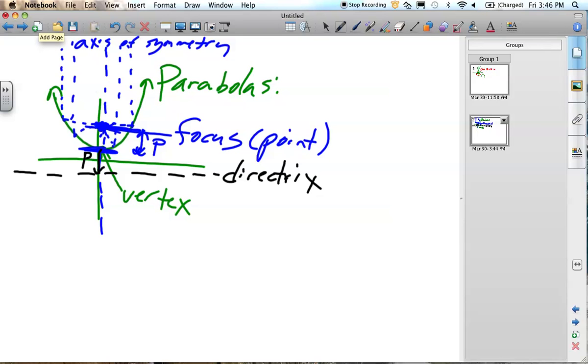And again, if you look at satellite dishes, the directrix is essentially your point of balance of this thing. So if you have a focus here, you have a detector here, this is a point of balance, the intersection between the axis of symmetry and your directrix. And this is a line. Okay, so that's most of our vocabulary.